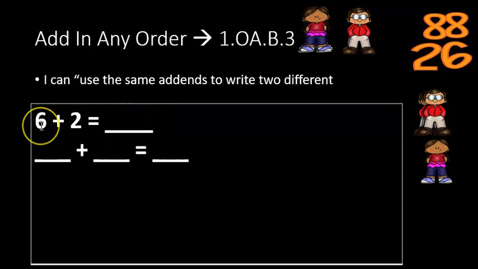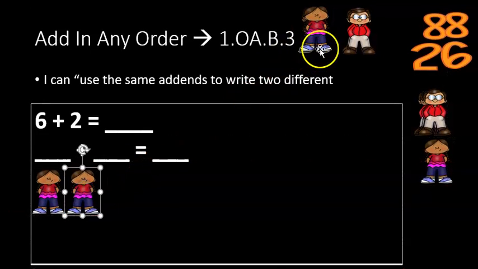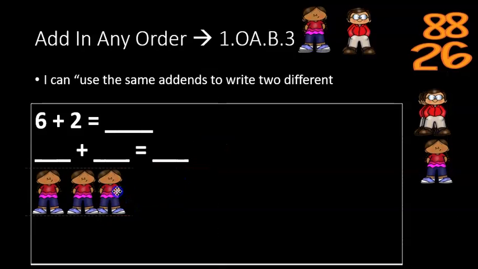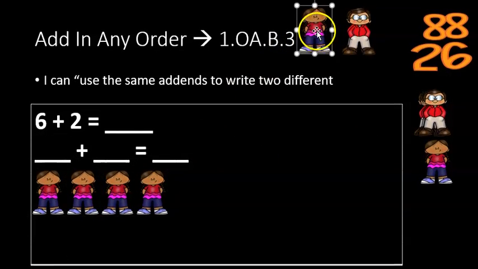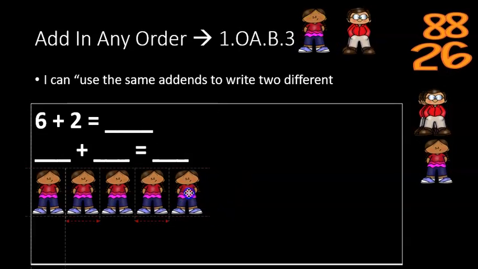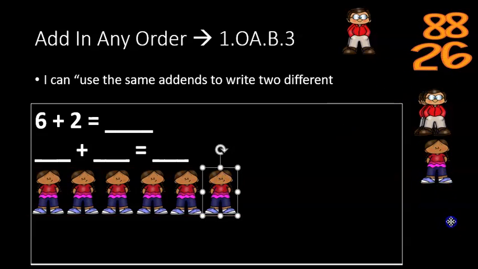Now we come here to this 6, so we need 6 photos here. Let's do that. Count with me. 1, 2, 3, 4, 5, 6. Okay, look at that now. We have 6 girls here. Now, that 6 is finished.